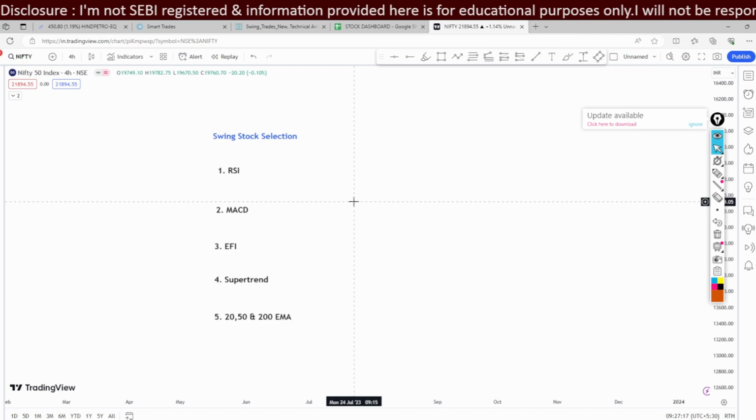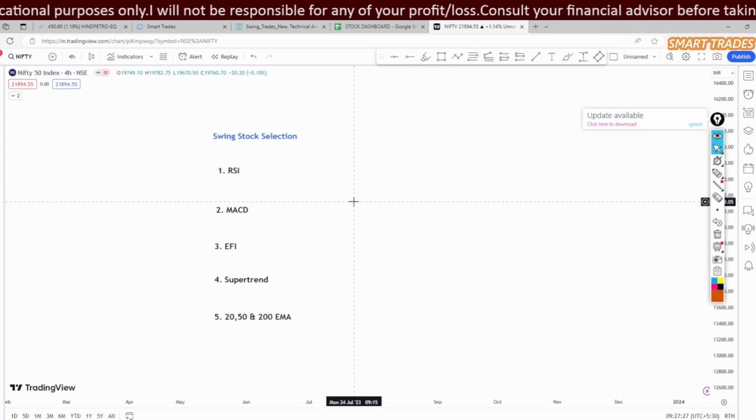What are the different indicators which we use for swing stock selection? This is an important video, so make sure you save this video and follow the same for your swing stock selection. So let's go into the video, guys.